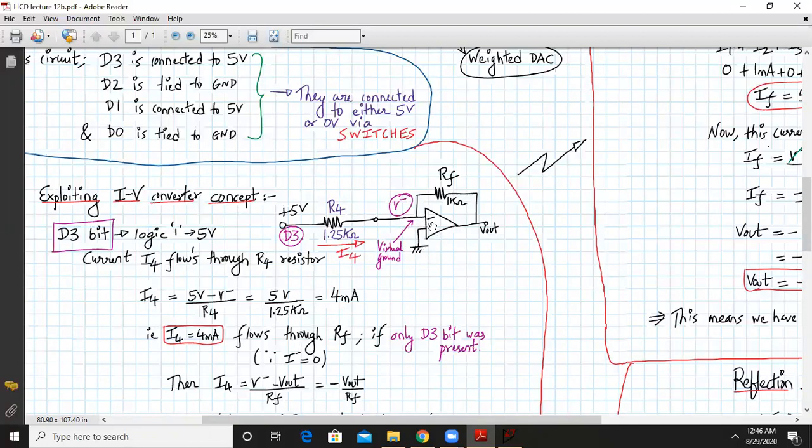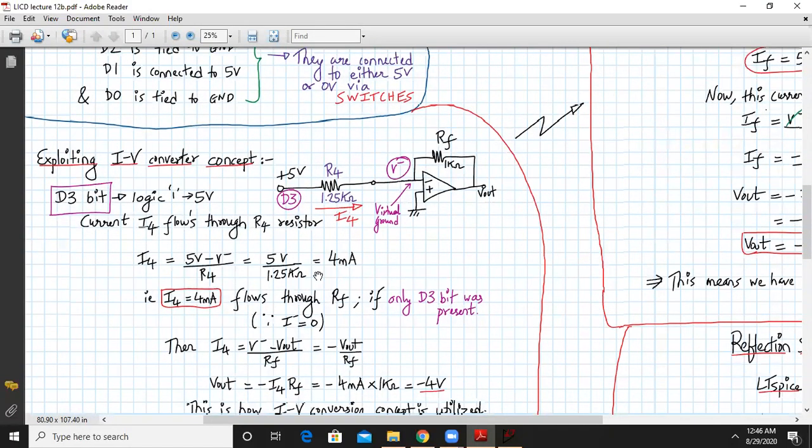We know that the V plus terminal is connected to ground, so the V minus terminal will be virtually grounded. Hence the V minus terminal will also be approximately equal to 0. So I4 will become 5 divided by 1.25 kilo ohm, that will be 4 milliamperes. So this I4 equal to 4 milliamperes current flows through the resistor RF. This is possible only if the D3 bit was present.